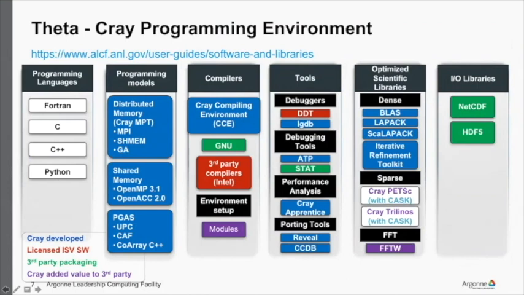Optimized scientific libraries, if your application is dependent upon BLAS, DGEMM, LAPACK, the related fast Fourier transforms, there's a handful of options available. You can use Cray's LibSci, MKL is available, and a handful of other libraries are also available. And if you choose, you can build your own. And also a couple of I/O libraries.